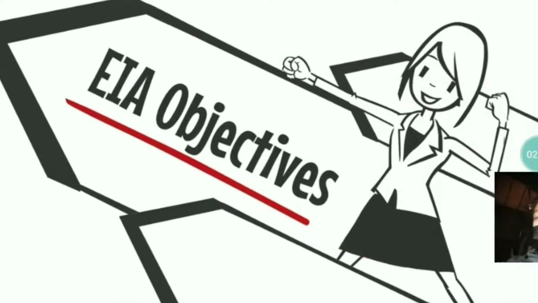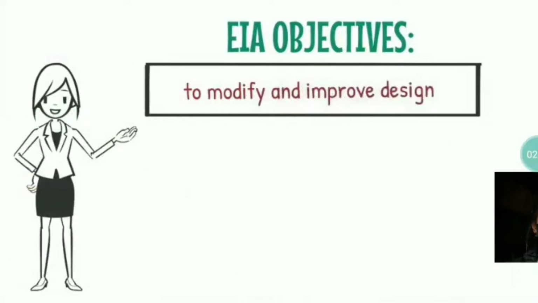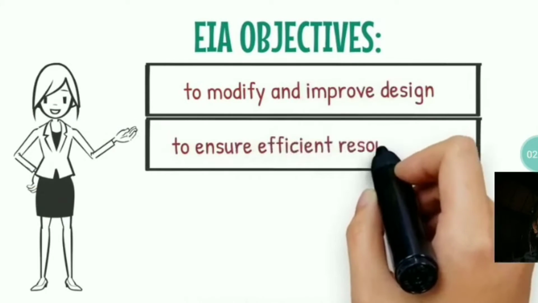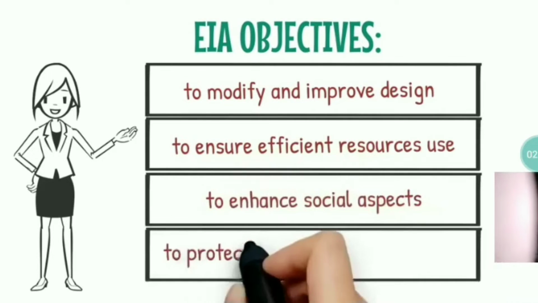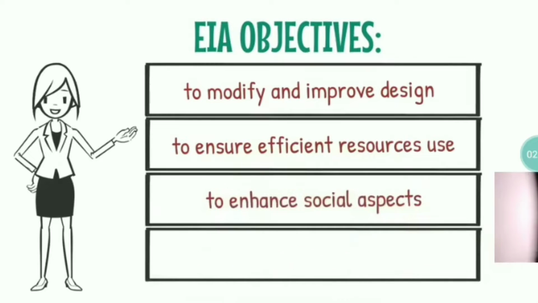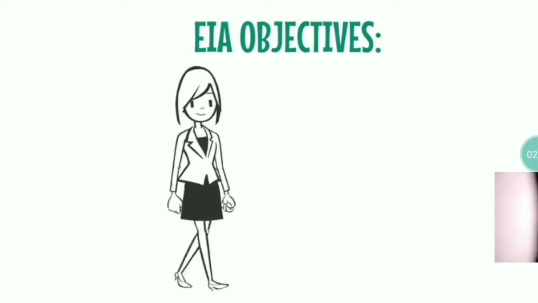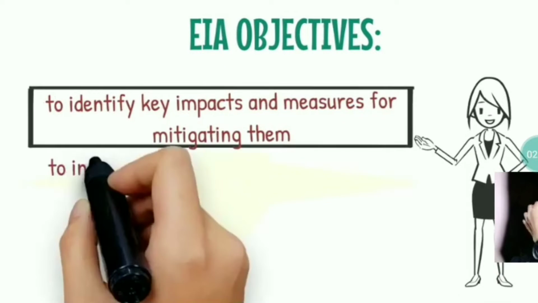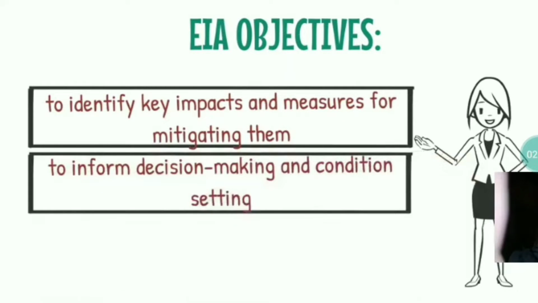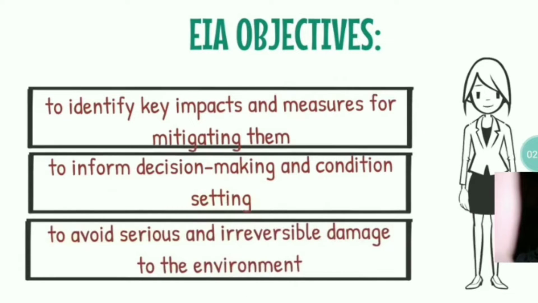Objectives of environmental impact assessment: to modify and improve design, to ensure efficient resources use, to enhance social aspects, to protect human health and safety, to identify the key impacts and measures for mitigating them, to inform decision-making and condition setting, and also to avoid serious and irreversible damage to the environment.